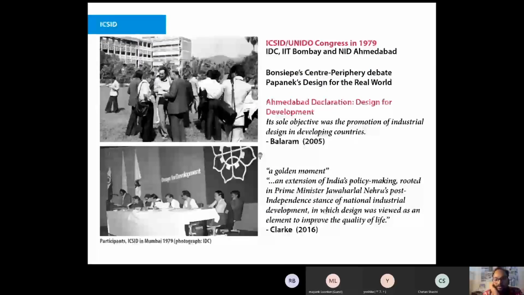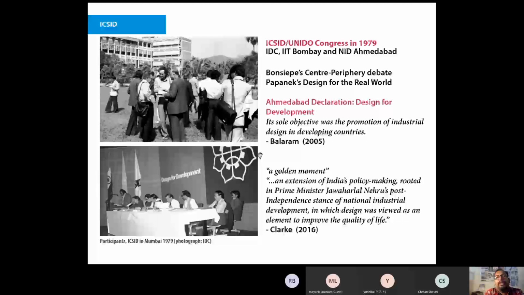One of the most famous landmark events within this paradigm was the ICSID UNIDO Congress in 1979, which is popularly known as the Ahmedabad Declaration. This conference happened at IDC, IIT Bombay, and NID Ahmedabad. Its sole objective was the promotion of industrial design in developing countries, and India was considered one of the launch pads. It was a golden moment for not just India but the overall developing world.